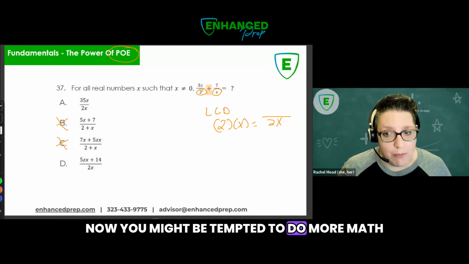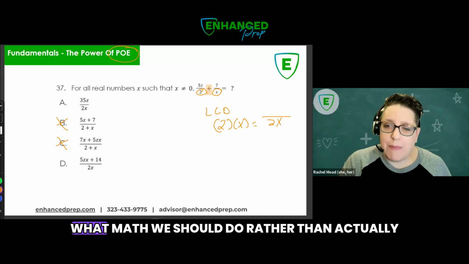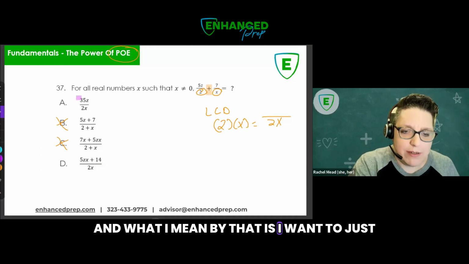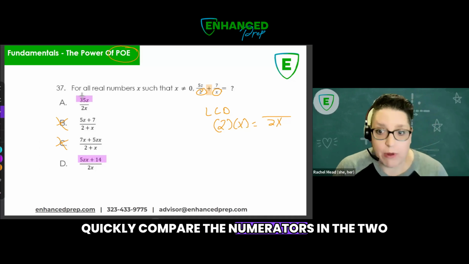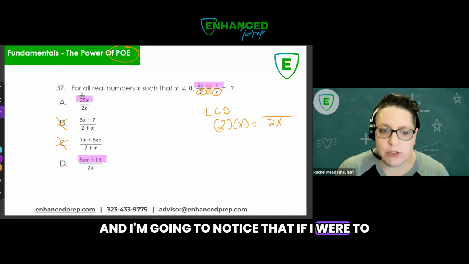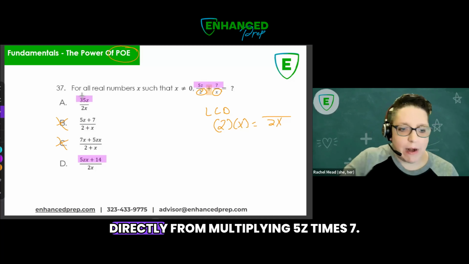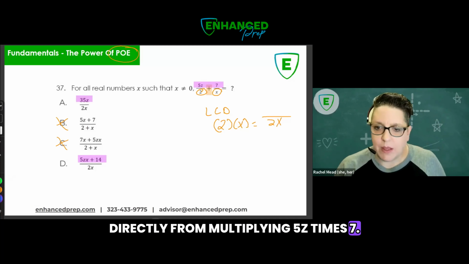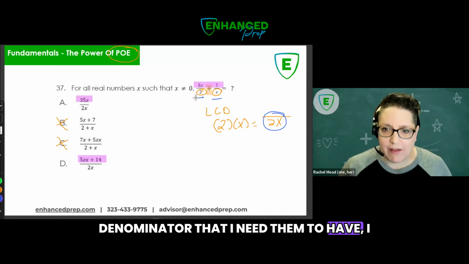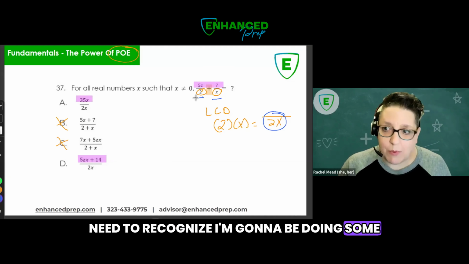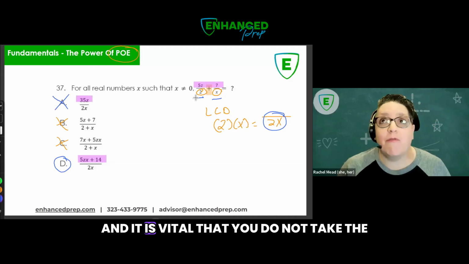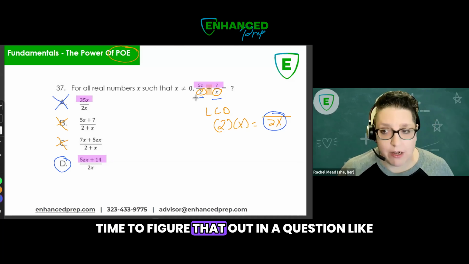Now, you might be tempted to do more math again here, but instead we want to look at what math we should do rather than actually doing it. And what I mean by that is I want to just quickly compare the numerators in the two answers that I have remaining. And I'm going to notice that if I were to choose answer choice A, I would get that directly from multiplying 5z times 7. Well, if neither one of these fractions has the denominator that I need them to have, I need to recognize I'm going to be doing some more multiplication to those numerators. I don't care what that multiplication is, and it is vital that you do not take the time to figure that out in a question like this.